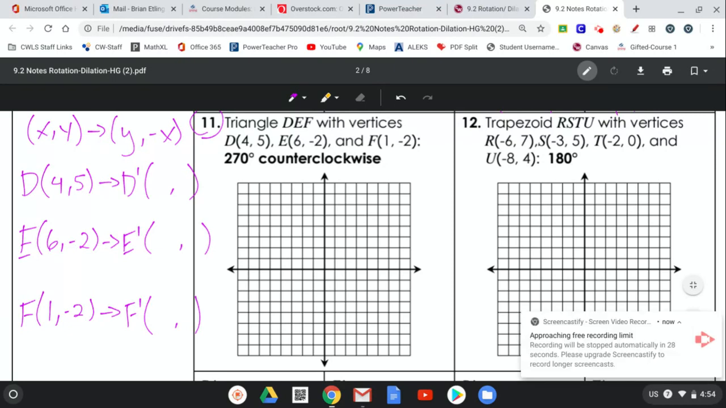But for this one, all we're going to do is we put the y and put it in the first position, change the sign for the x coordinates. So that becomes 5, negative 4. The next one becomes negative 2, and then we change the x coordinate to be negative 6. Then the last one is negative 2 becomes the first one, and then negative 1 for the coordinate there in the second position.